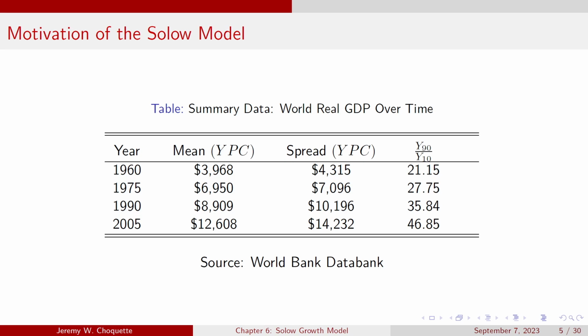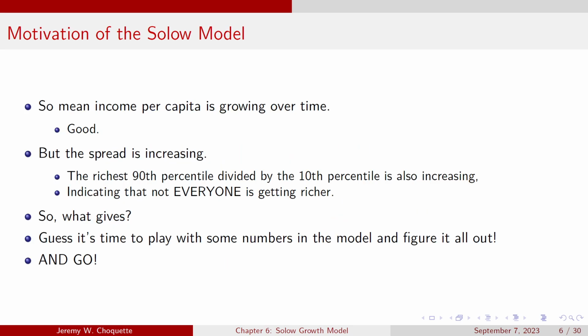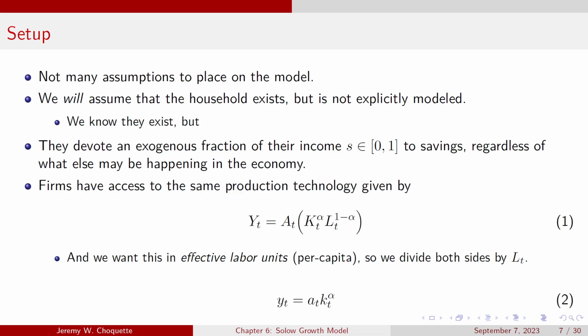But the spread is increasing somewhat substantially, as well as the ratio of the highest and lowest, the 90th and the 10th percentiles. So income per capita is growing over time, which is good, but that spread is increasing. The 90th percentile divided by the 10th percentile is also increasing, indicating that not everybody's getting richer. Right? So what gives? Well, I guess it's time to go play with some numbers and figure it all out. Let's go.